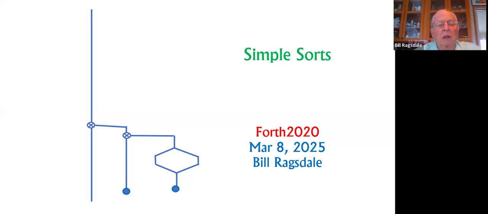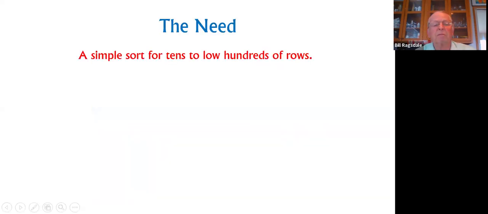I'm Bill Ragsdale, the founding president of the Forth Interest Group and the author of the FIG Forth model. But that is back from ancient history, back in the Stone Ages of Forth in about 1978, '79. Today, we're going to discuss some simple sorts that are done using a matrix sublanguage that I developed using Forth. And we needed a simple sort to support that language.